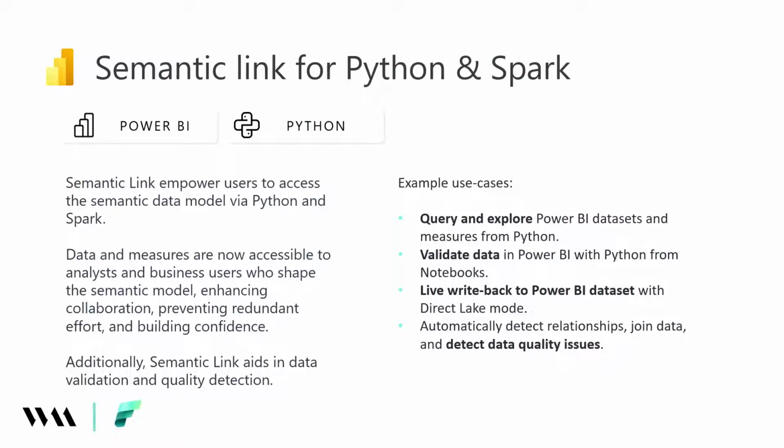Then we also have the semantic link for Power BI in Python and Spark. So with the semantic link, we can now connect to our Power BI datasets. We can query, explore, and read our data, and we can read our measures directly from within those datasets in our code. So that means if we're programming in Python, we can actually use this new SemPy Python library, which will let us connect to a Power BI dataset and fetch data from it, even from the measures within that dataset.